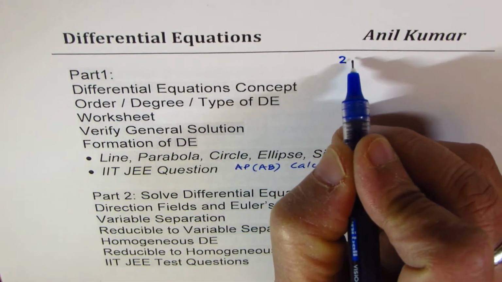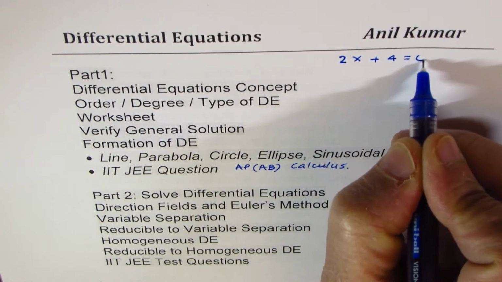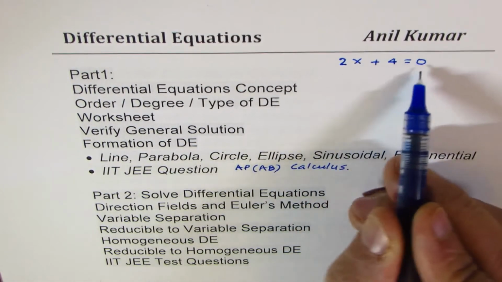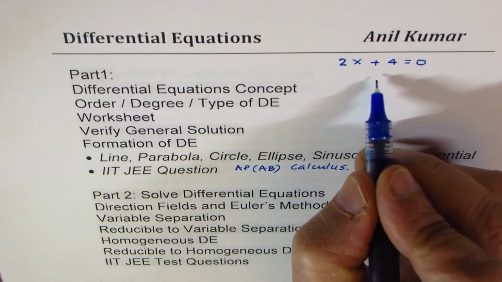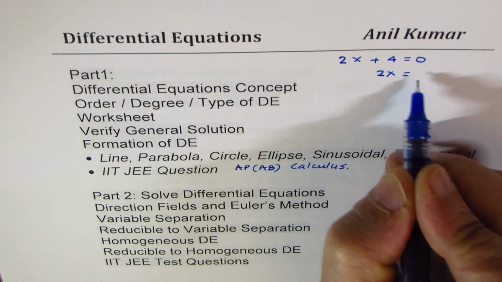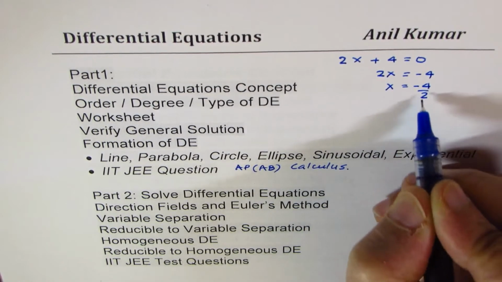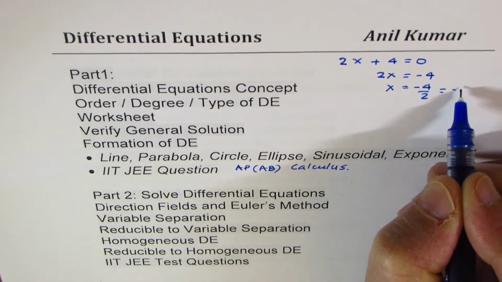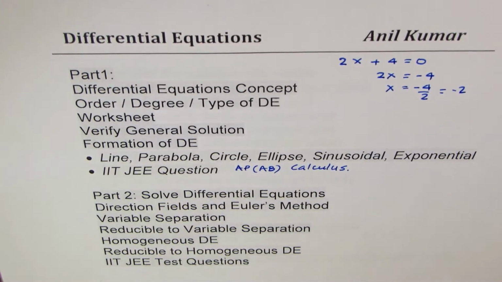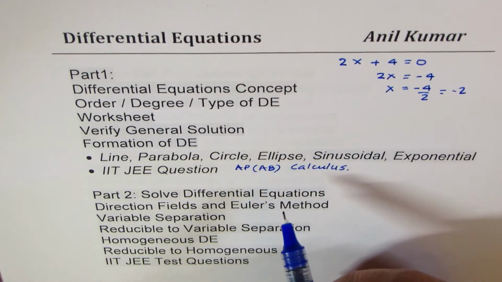Let's say if I have a simple equation, 2x plus 4 equals 0, then we can easily solve this equation. And when we solve, what do we get? We get 2x equals minus 4, x equals minus 4 over 2, and that gives us the value of x, which is minus 2. Now that is a linear equation, single variable.